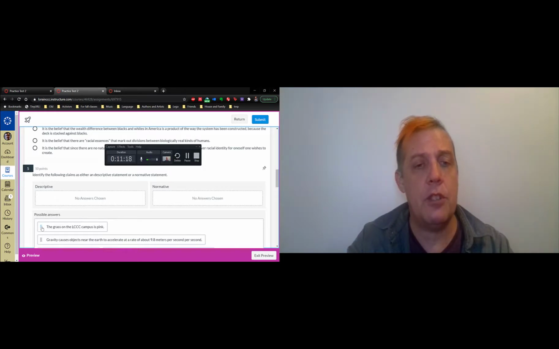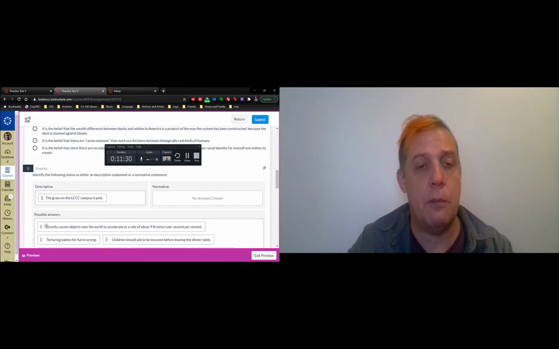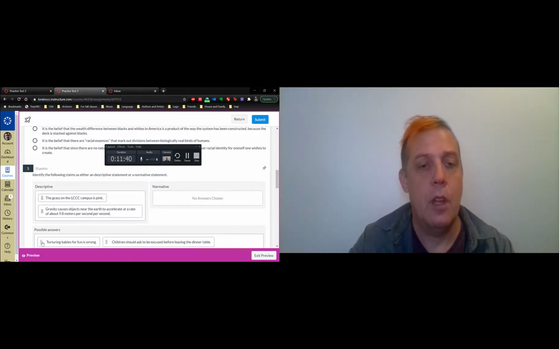So for this question, you just grab the items here and you put them in the little box. So the grass on the campus of LCCC is pink. That is a descriptive statement. It's false, but it's descriptive. Gravity causes objects near the Earth to accelerate at a rate of 9.8 meters per second per second. That's just basic physics, and that's descriptive.